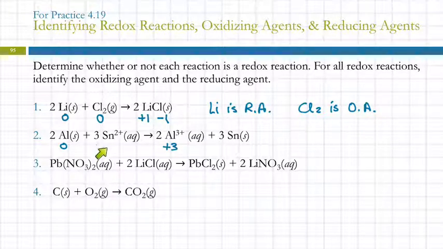And this one's going from +2 to 0. It's going down, it's being reduced. The oxidants. And then the opposite agents. So aluminum is being oxidized. That means aluminum is the reducing agent. The tin going from +2, I guess I should write that in there, from +2 to 0 is being reduced, so it's the oxidizing agent.